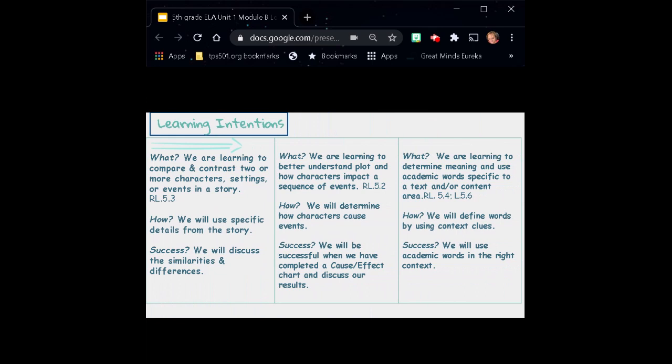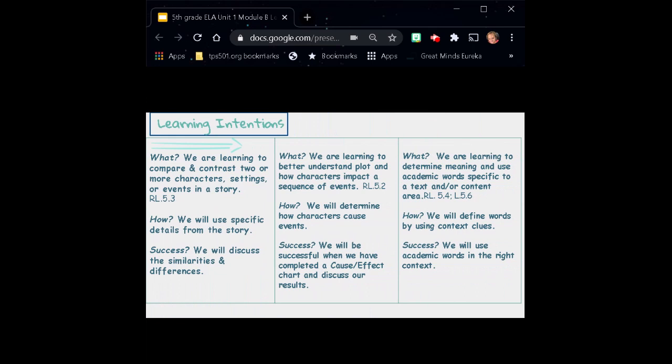Today, our learning intentions are we are going to learn to compare and contrast two or more characters, settings, or events in a story. We're going to do this by using specific details from the story, and we will be successful when we discuss those similarities and differences. That sounds really familiar, doesn't it?